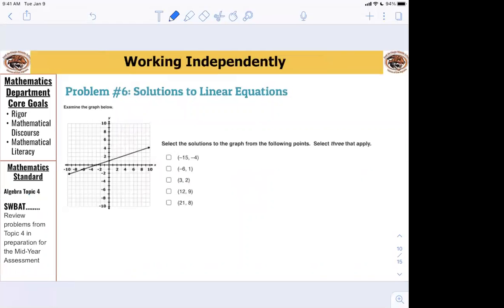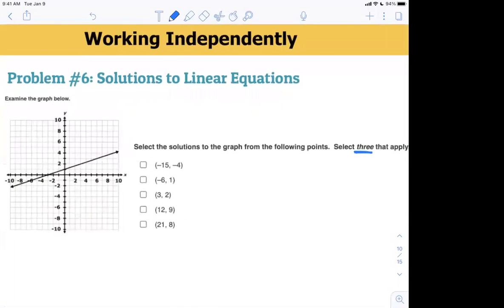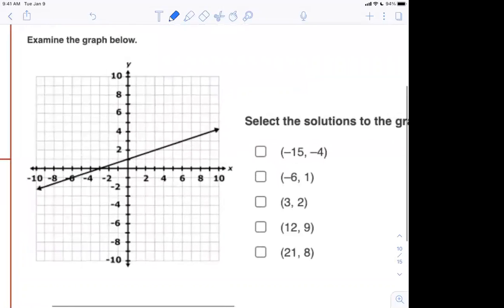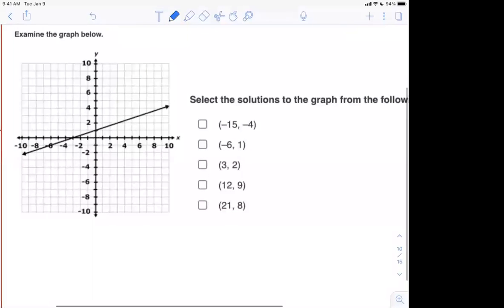6. All right, solutions. So select the solutions to the graph from the following points. Select 3, here it is, select 3 that apply. So we know how many we need to choose. Now we have to take a look. So I need to know which of these are solutions. We've actually done this problem together in the past. It was from a different test and they reused it. So that's always nice when that happens, isn't it?